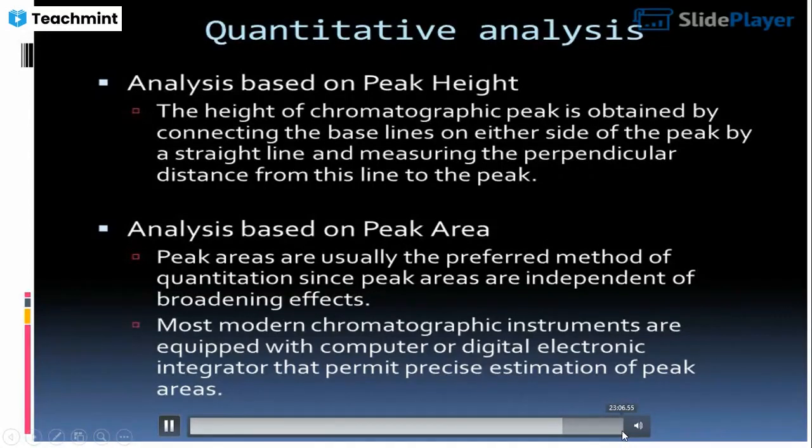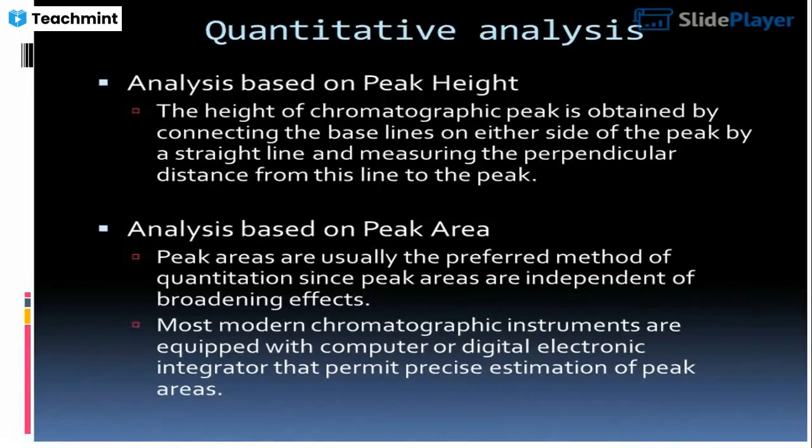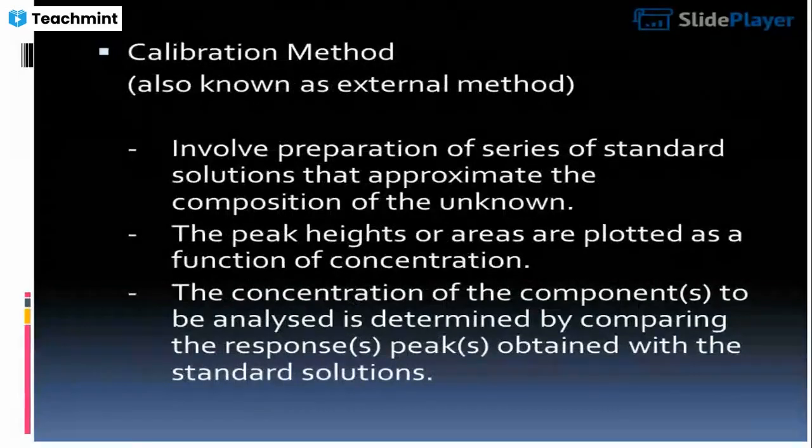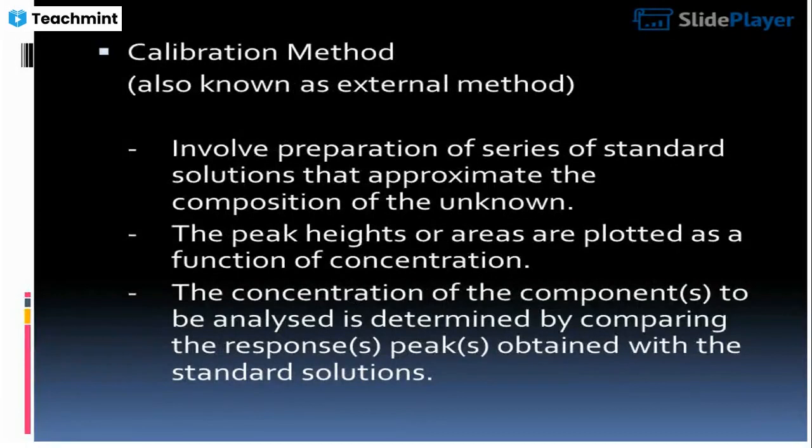Most modern chromatographic instruments are equipped with a computer or digital electronic integrator that permits precise estimation of peak areas. Calibration method, also known as external method, involves preparation of a series of standard solutions that approximate the composition of the unknown. The peak heights or areas are plotted as a function of concentration. The concentration of the components to be analyzed is determined by comparing the response peaks obtained with the standard solutions.